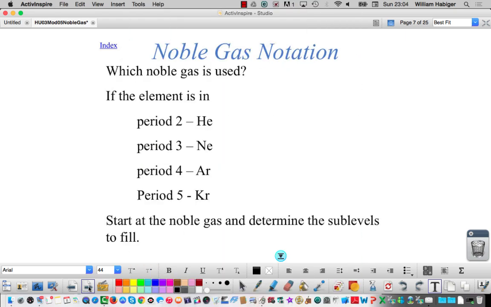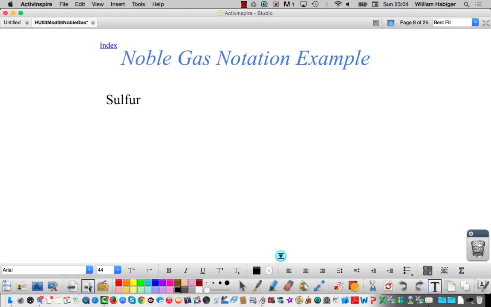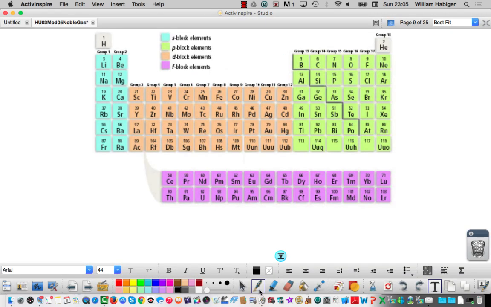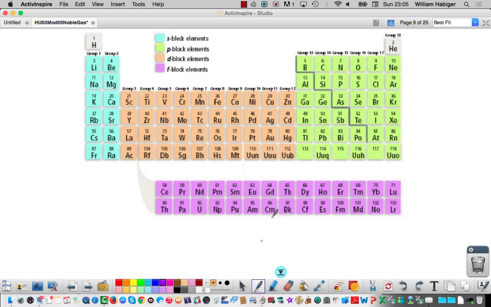Good job. To find the electron configuration using this abbreviated notation, we would first find the element, then work backwards through the elements until we came to a noble gas. Then we would write that noble gas's symbol in brackets and would start the electron configuration from there. In example 1, we're trying to find the configuration for sulfur. To find the electron configuration for sulfur, we would first find sulfur on the periodic table.